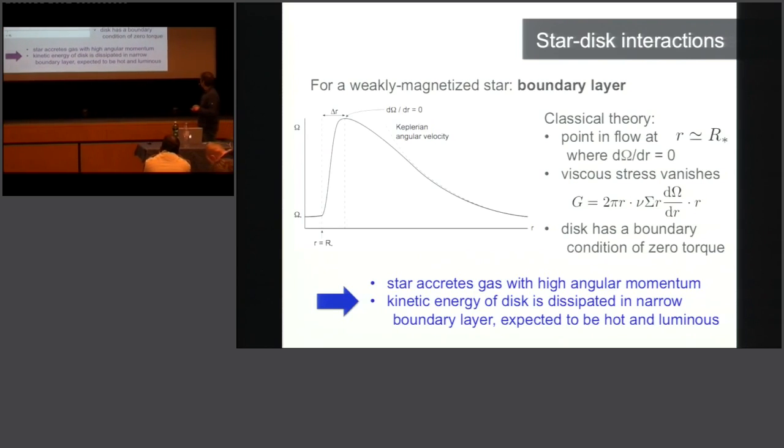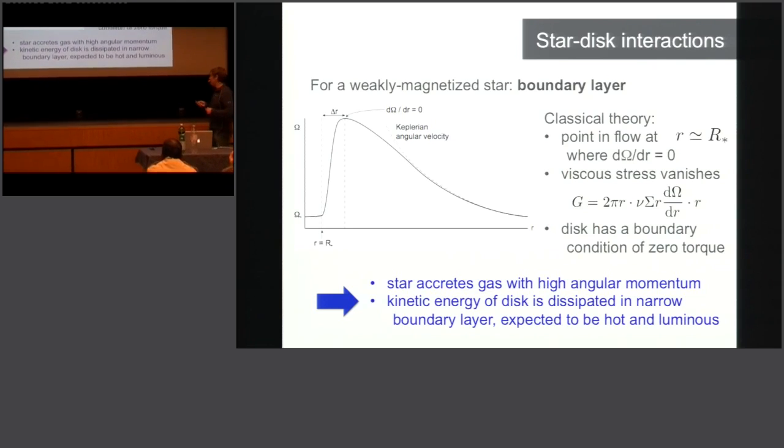So the simplest case to consider is the case which would apply if the star was weakly magnetized, or if for some other reason we could ignore the magnetic field of the star. And in that case, the disk would extend all the way to the stellar surface, and there would be what we describe as a boundary layer, where the fluid in the disk runs into the fluid of the star, and there's some transition in the angular velocity.